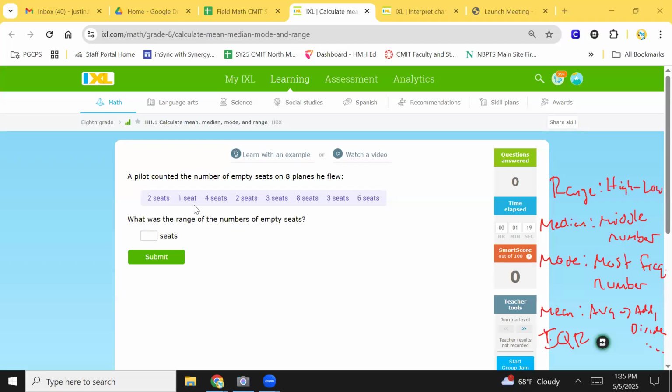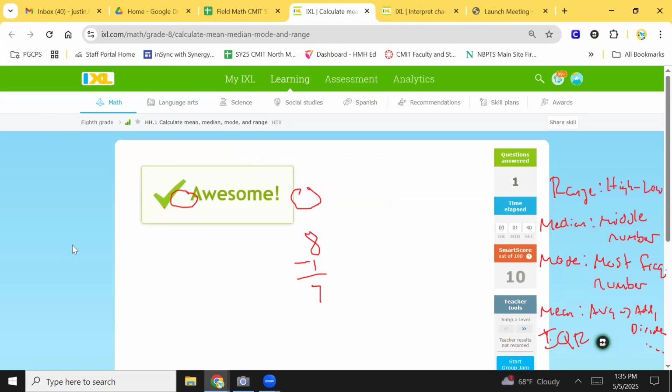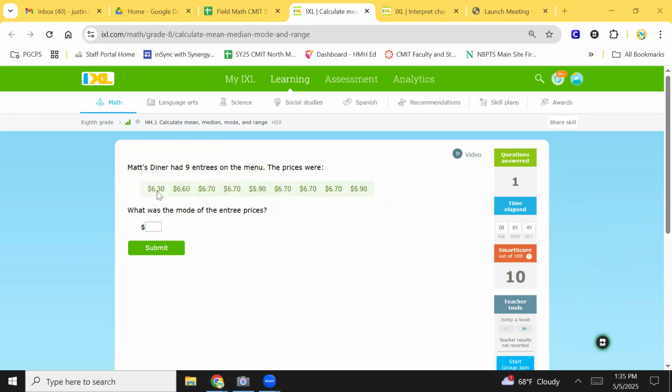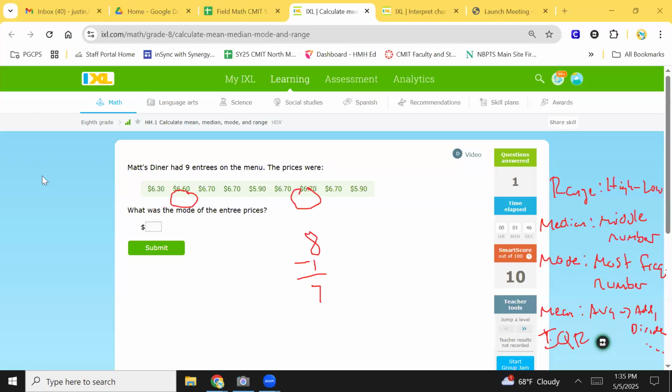Okay, was the range? So let's take and put these in order, or at least we don't have to do that for the range. We can just find the highest one, 8, and what's the lowest one? 1. So the range is 8 minus 1, 7. A lot of people say 1 to 8. No. It's like the actual subtraction. All right, what's the mode? The mode is the most frequent. So what number do we see occurring the most times?